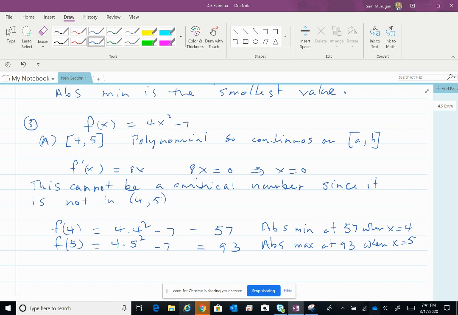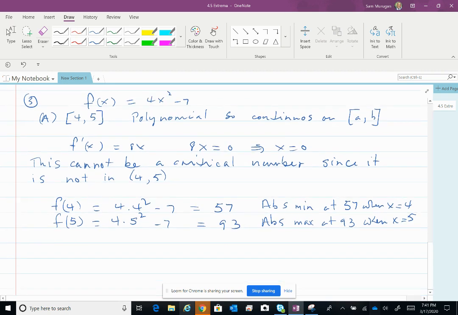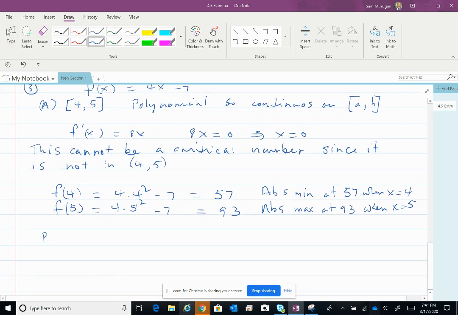So now the problem extends to a different interval, b. The interval given is from -5 to +5, from -5 closed interval to +5. And we already know this is continuous, and we know that f prime x is equal to 8x, so 8x is equal to 0, so x is equal to 0. So in this case, x is a critical number.